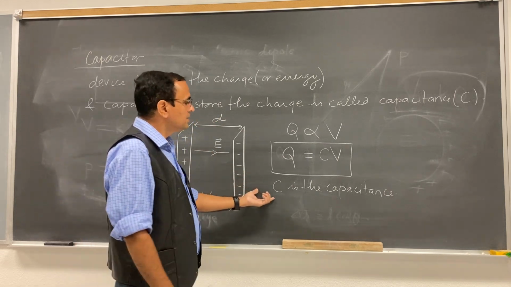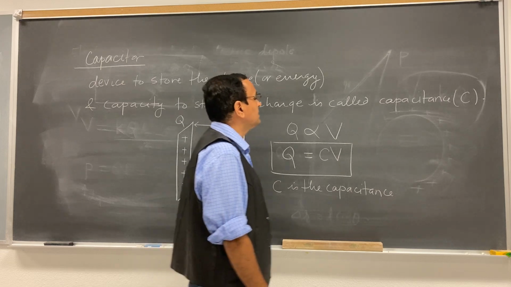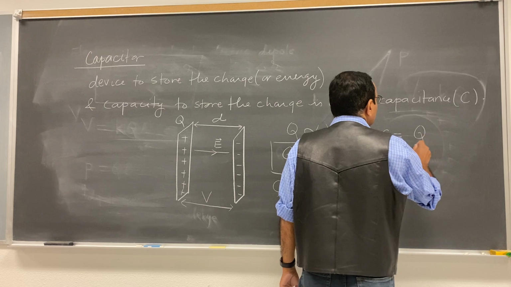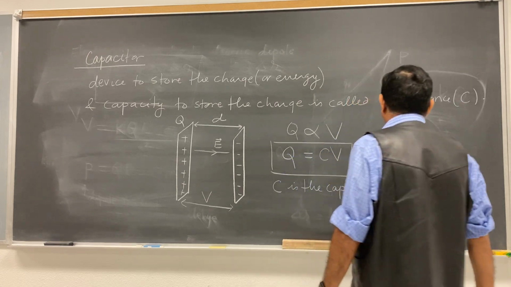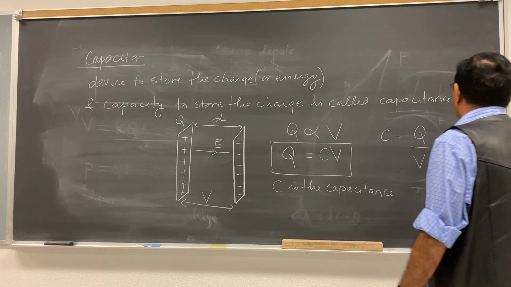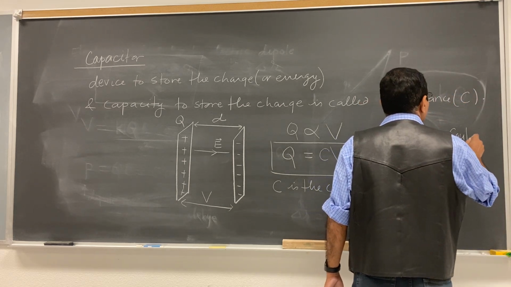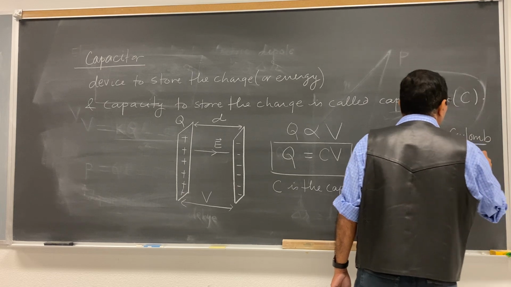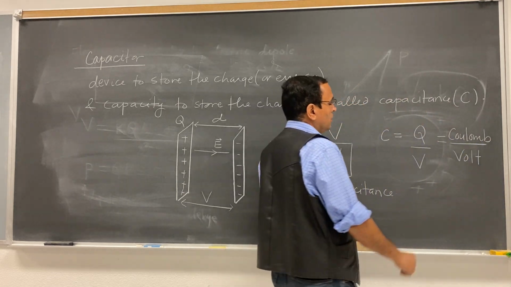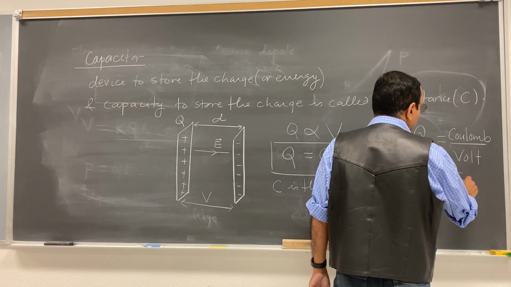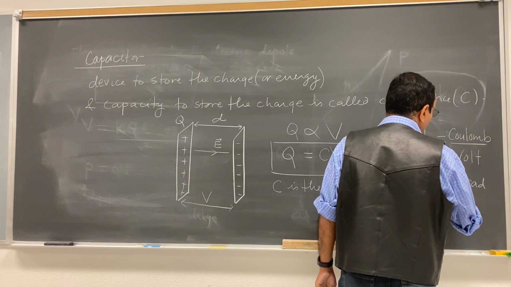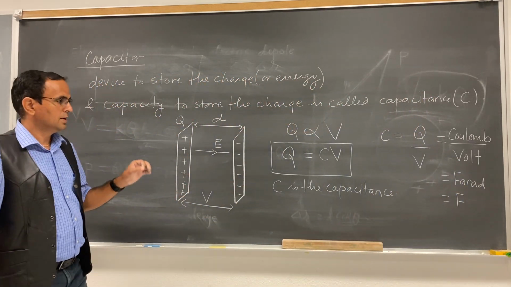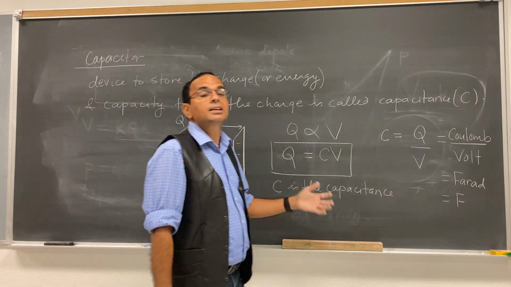So this C is the capacitance, and if you want the capacitance C, you can write C equal to Q divided by V. C is Q divided by V, so it is coulomb divided by volt. Coulomb per volt is called the farad, or simply F. The unit of capacitance is the farad, the SI unit.